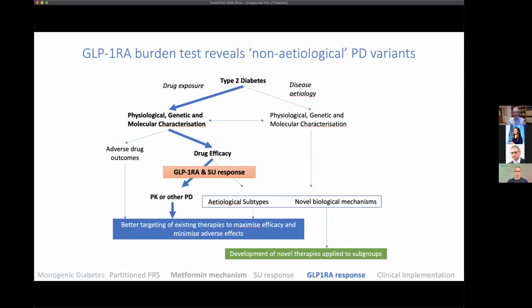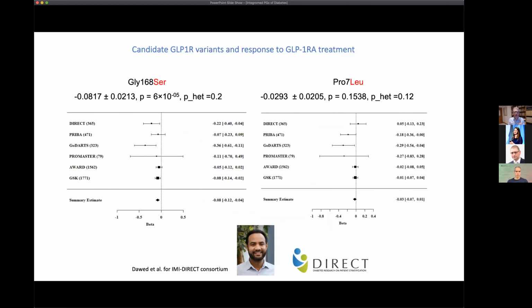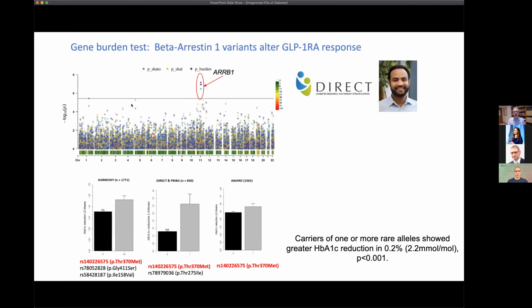Hopefully, you can see, the final story is back to GLP-1s, and I'm not going to spend any more time on this because I am aware that I'm running short of time. But what we show is that there's a variant in the GLP-1 receptor, a known functional variant, that reduces glycemic efficacy to GLP-1 receptor agonists, but only by a small amount. But when we do a gene-based burden test across the genome, looking at rare variants, we find an excess of rare variants in this gene called arrestin beta 1 that's involved in GLP-1 receptor agonist response.